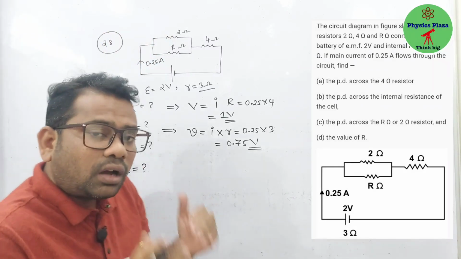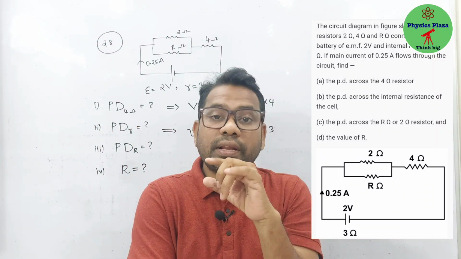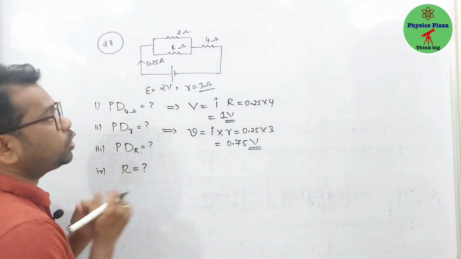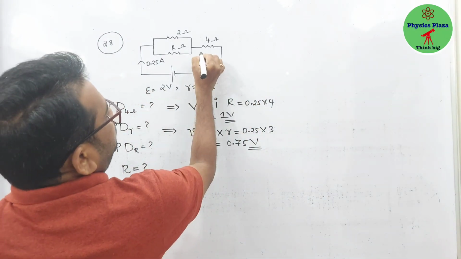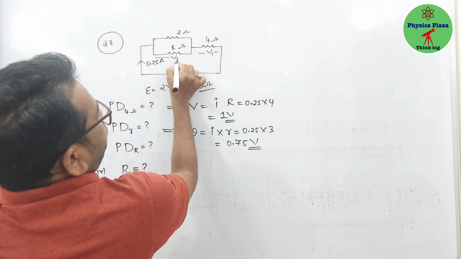Now potential difference across either R or 2. Why they are saying either R or 2? Because both are in parallel. When the resistors are in parallel, potential difference will be same. Clear? Fine. So this we have to do logically. So let us say potential difference across this, let us say it's V1. Across this is V2.